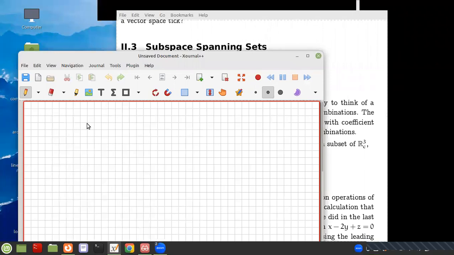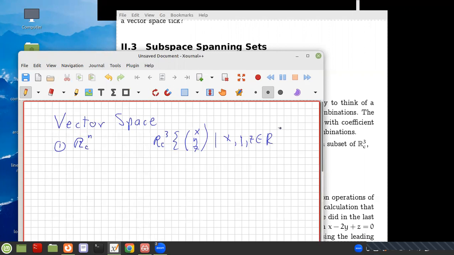So let's just review what we had done last time. We have the idea of a vector space, and then we have four examples. We had n-dimensional column vectors, and there's an example, R^3.